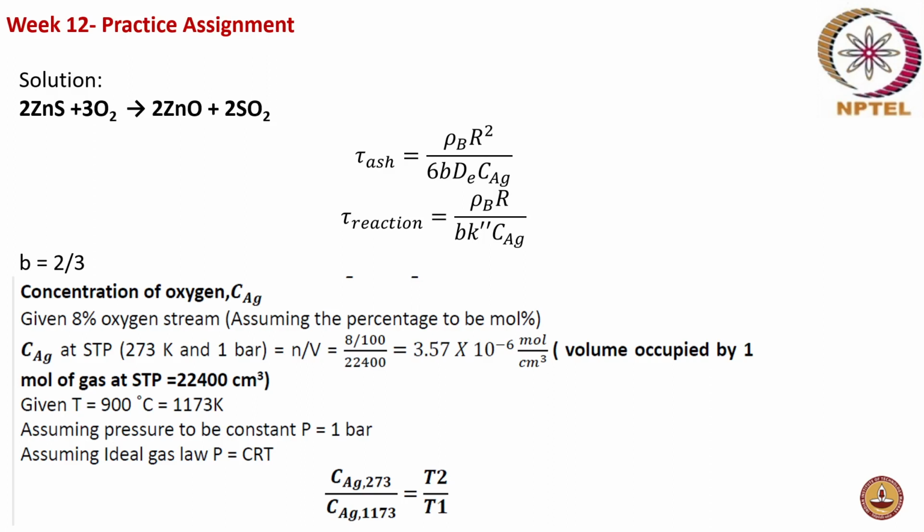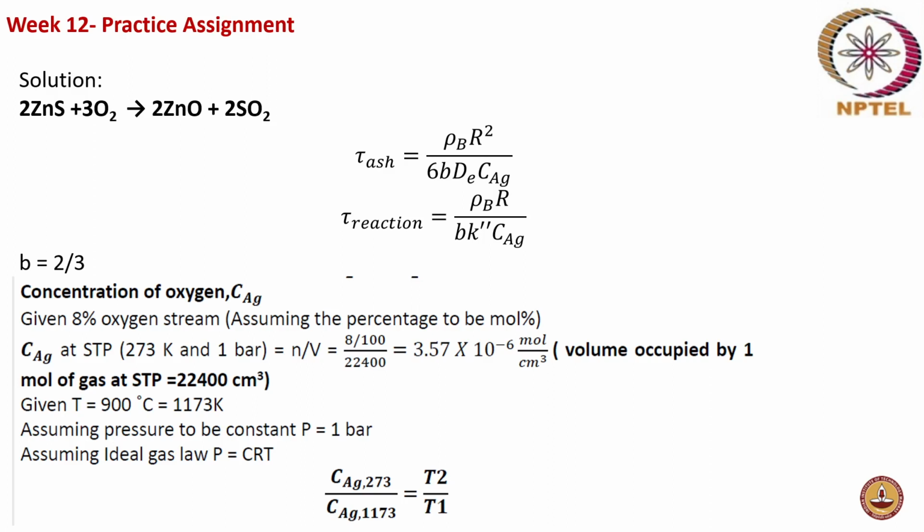the C_AG, that is the concentration in terms of concentration terms, right? Because they have given it in terms of mole percent. Okay. So C_AG at standard temperature and pressure, that is 273 Kelvin and 1 bar, is N by V. N is the mole percent, so 8 by 100 divided by V, where V is the volume occupied by 1 mole of gas at STP, which is equal to 22,400 centimeter cube.